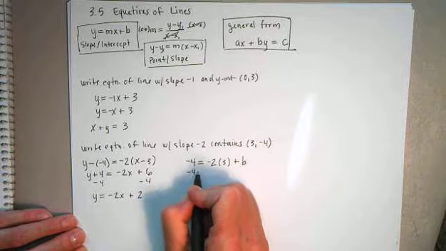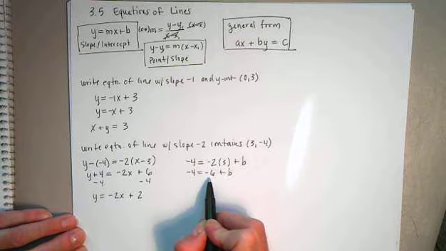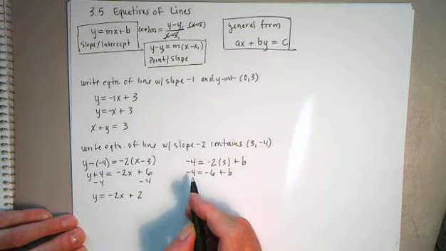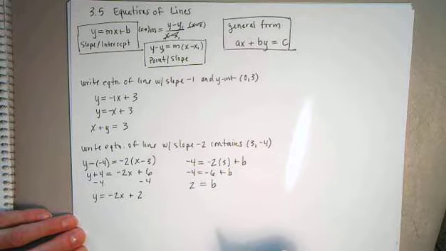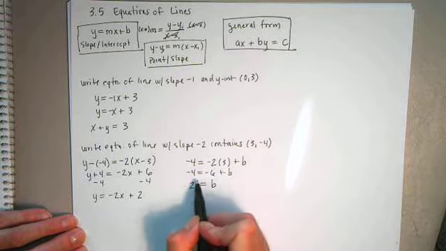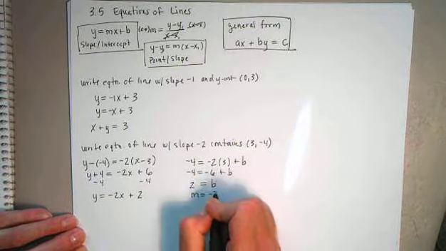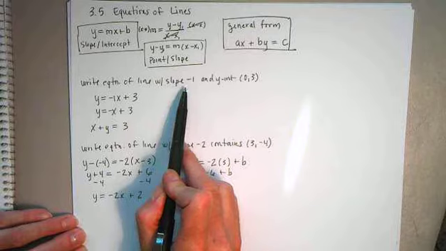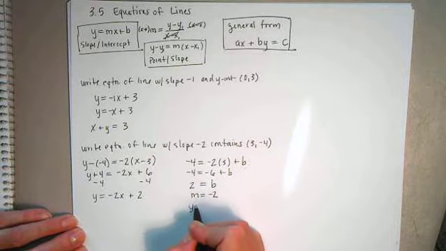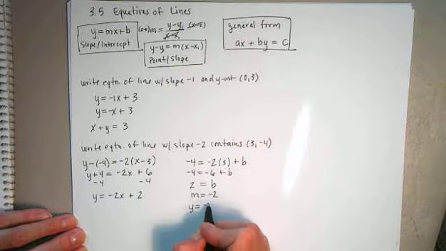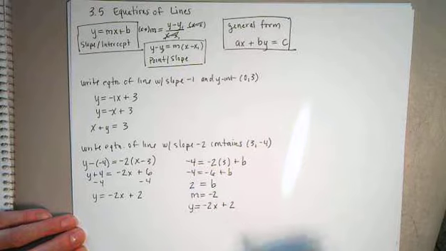So multiplying, we get negative 6 plus b. And then to get b alone, we'll just add 6 to both sides. So if I add 6 to both sides, b equals 2. So notice now you have b, and you were given m at the very beginning. So it's kind of now like this problem. You have the slope and you have the y-intercept. So you can just plug them in. Y equals the slope, negative 2x, plus the y-intercept, which is b.